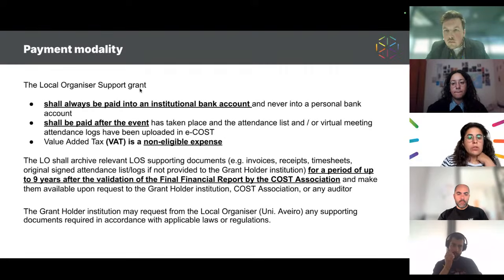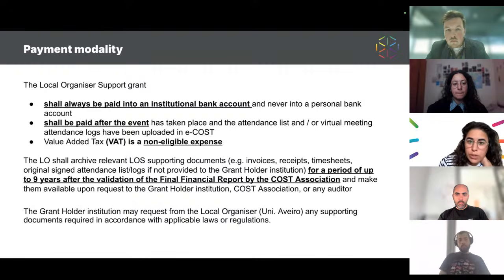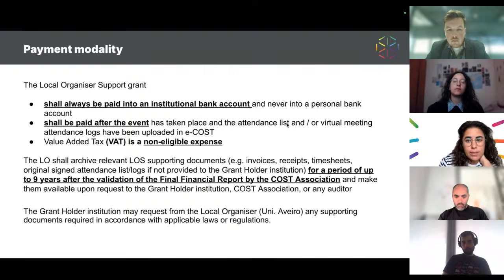The support grant shall always be paid into an institutional bank account. So do not pay anything from your personal bank account when you are a local organizer hosting for your host institution. It should always be an institutional bank account. And it should be paid after the event has taken place, according to the attendance list, which influences the amount of money you will be reimbursed for. And also the VAT, the value added tax, is a non-eligible expense.